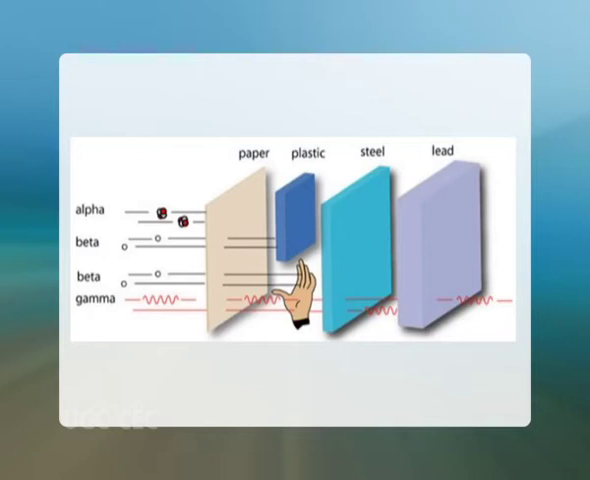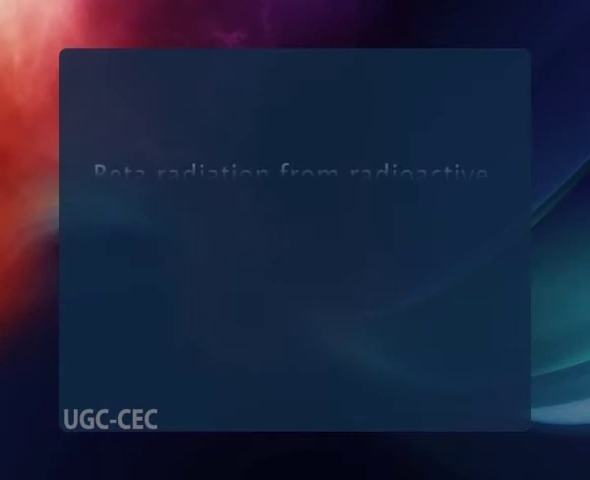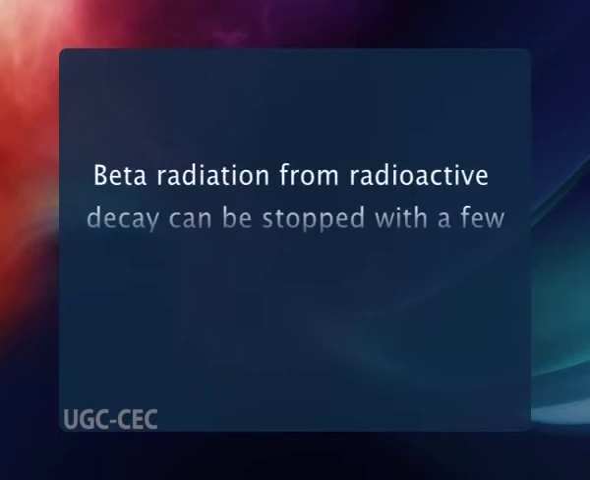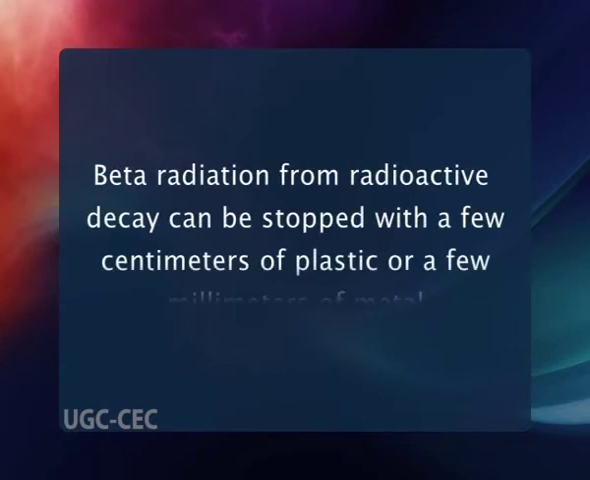Beta minus radiation consists of an energetic electron. It's more penetrating than alpha radiation but less than gamma radiation. Beta radiation from radioactive decay can be stopped with a few centimeters of plastic or a few millimeters of metal.